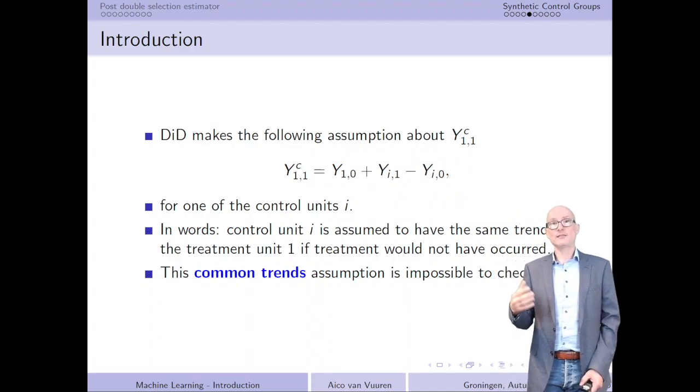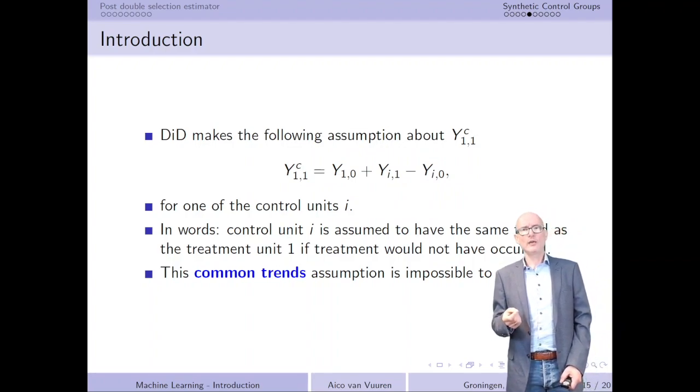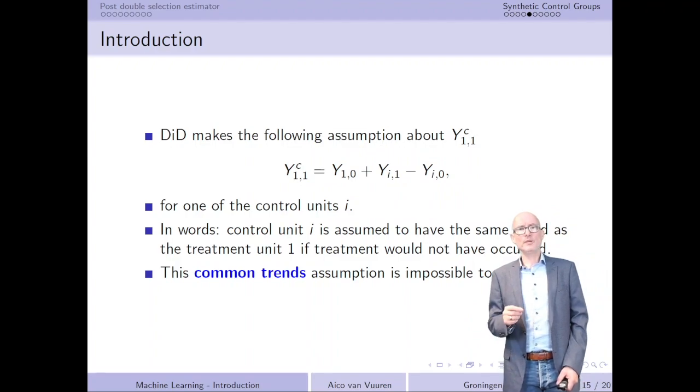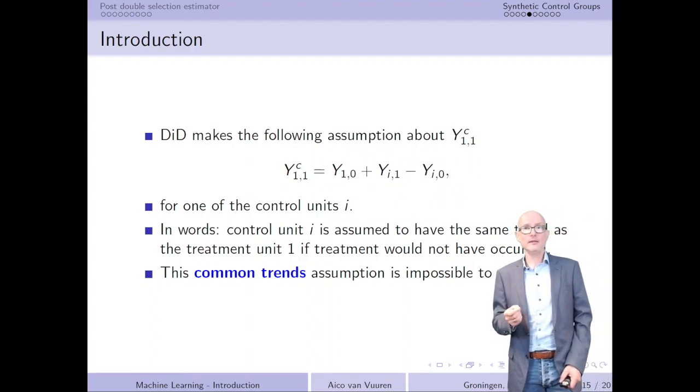But in addition to that, we are going to add a trend to that. What we essentially are going to do is use a trend from the other states. We are going to simply take the difference that we have over time with respect to any of the other control units. So that could be New York, it could be any other kind of state. And that means that we're going to add yi1 minus yi0, which is essentially nothing else than the difference that we have with respect to the other states. So in words, the control unit i is assumed to have the same trend as treatment unit 1 if treatment would not have occurred.